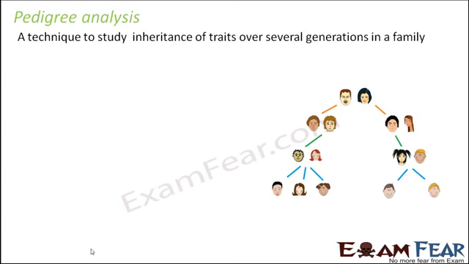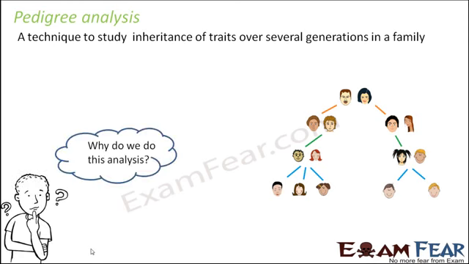Now, if you actually try to look at a family tree, it is not that simple. It is going to be a very complex structure. So first a couple, then their kids, then they get married, they form a couple, then their kids. So the tree keeps on expanding, right? So if you want to study the inheritance of traits, you need a very smart technique so that you can do it very efficiently. And for that purpose, pedigree analysis was introduced.